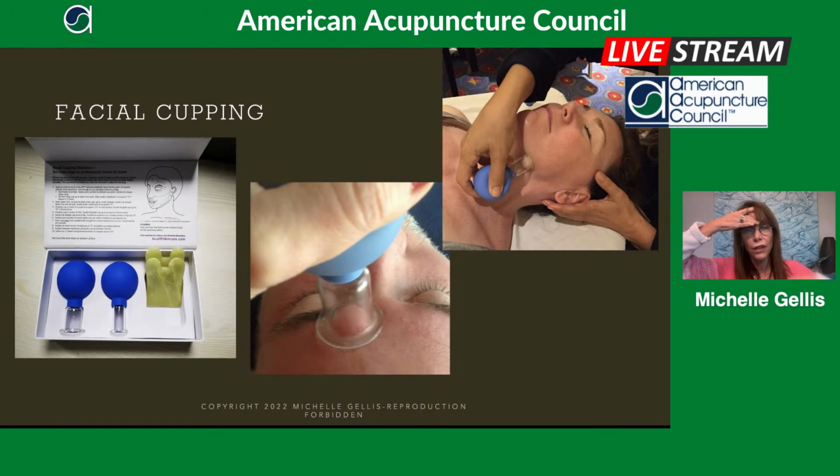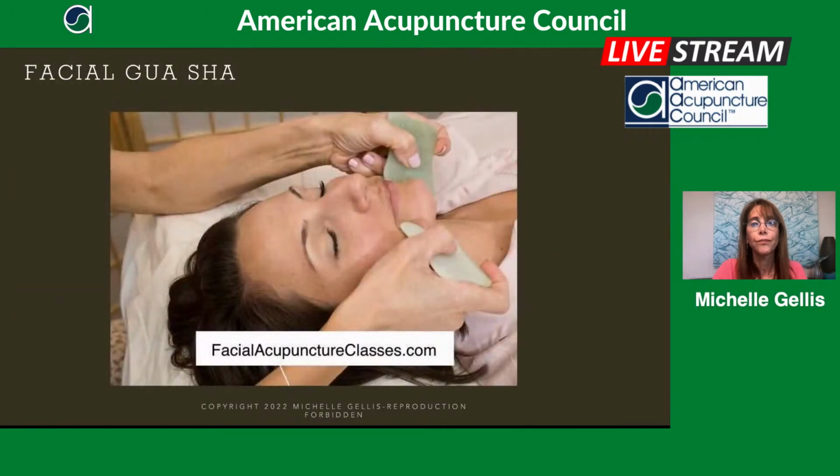You can spread the wrinkles and you can really get in there and break up a lot of that tension and that tight fascia. So this is a picture of me just doing some gua sha along the jawline, kind of sculpting the face, helping to lift everything up.